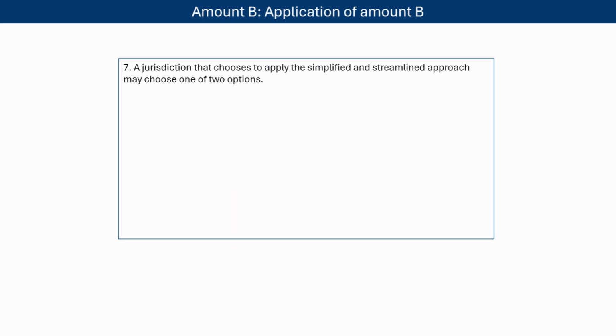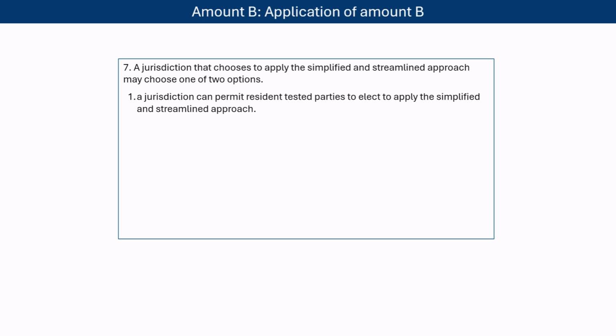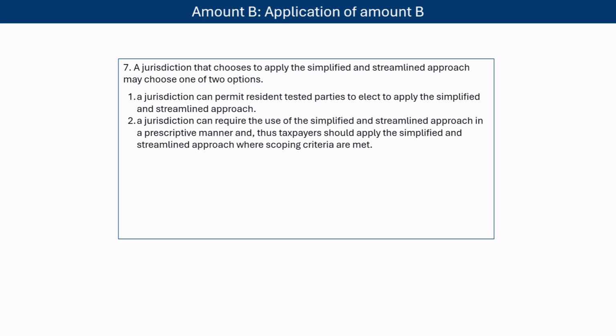So when we look at the application of amount B, paragraph 7 says a jurisdiction that chooses to apply the simplified and streamlined approach may choose one of two options. 1. A jurisdiction can permit the resident tested parties to elect to apply the simplified and streamlined approach. In other words, this is a voluntary thing for taxpayers. Or 2, a jurisdiction can require the use of the simplified and streamlined approach in a prescriptive manner. In other words, it's mandatory, and thus taxpayers should apply the simplified and streamlined approach where scoping criteria are met. So now it's not a safe harbor, it is a compulsory measure to follow.